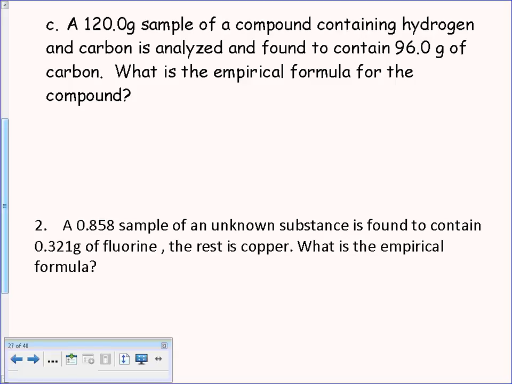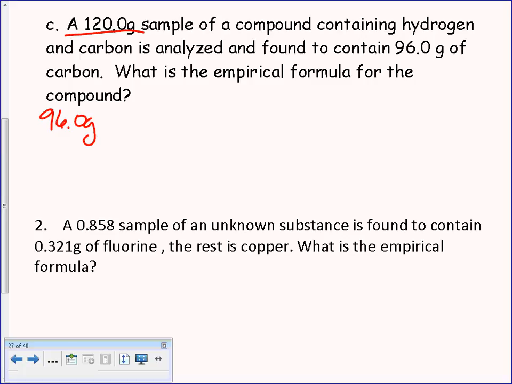Sorry. It contains 96 grams of carbon. What is the empirical formula of the compound? All right, so what do we know so far? What am I writing down in terms of givens? The sample as a whole is not that important. It's the components of it, right? Because we're trying to get the subscripts of the components. So we know one component to be what?